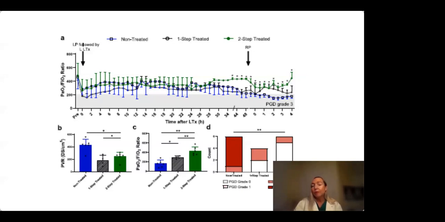That was also reflected in the PVR, but also when we did an X-ray and looked at primary graft dysfunction post-transplantation. All of the not treated animals had primary graft dysfunction, either classified as PGD3 or 2, while in the 1-step group we had 2 with and 2 without PGD, and in the 2-step treated group, only 1 recipient had a PGD, while the rest did not.